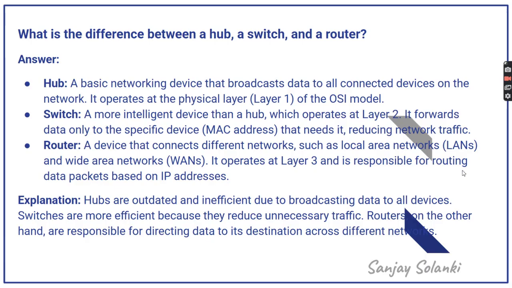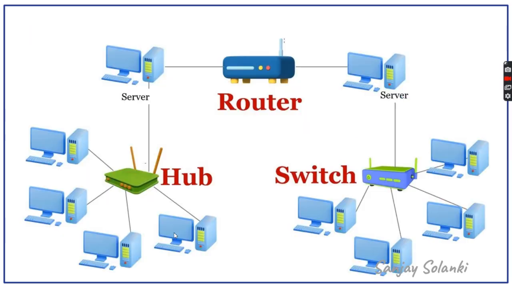The first question: what is the difference between a hub, a switch, and a router? When we ask any interviewer, we need to know what a hub, a switch, and a router are. The hub is the basic networking device that broadcasts to all the connected devices on the network. Here we can see the hub, switch, and router. A hub broadcasts everything from here to there. And the router is used for connecting different networks.